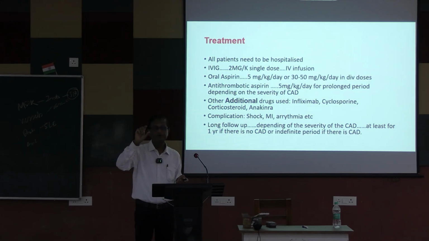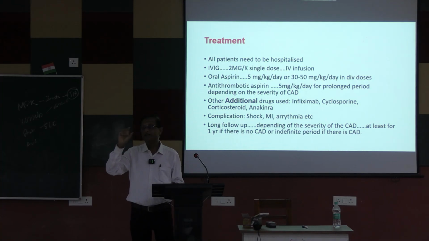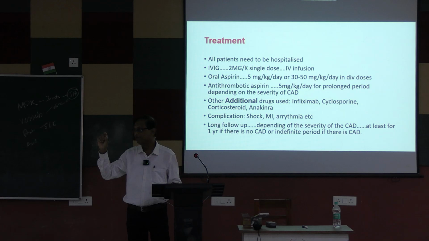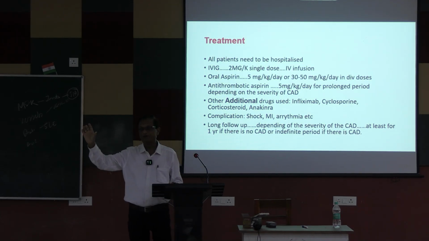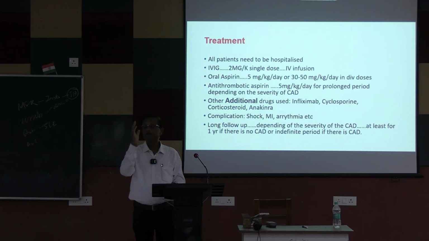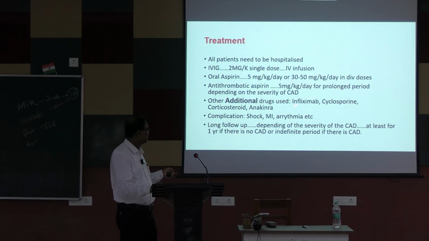If you do not treat the patient with IVIG, then there is a 30% chance that the patient can develop coronary artery disease. If you treat with IVIG at the right time, at the right place, at the right dose, then the chance becomes less than 5%. So if you do not treat, the chance of coronary artery damage is 30%. If you treat properly at the right time, the chance becomes less than 5 to 8%. But to keep in mind, less than 10% will be easy to remember. Other drugs used are infliximab, cyclosporin, corticosteroid, anakinra.